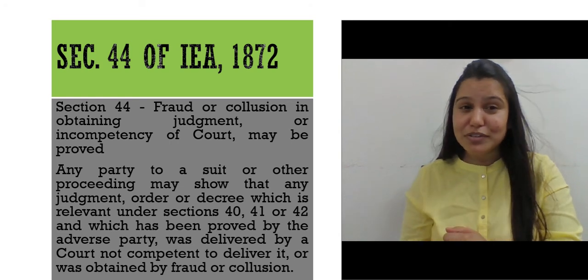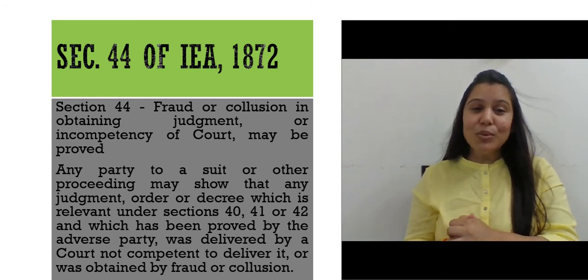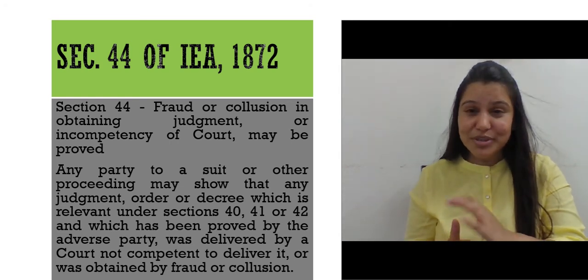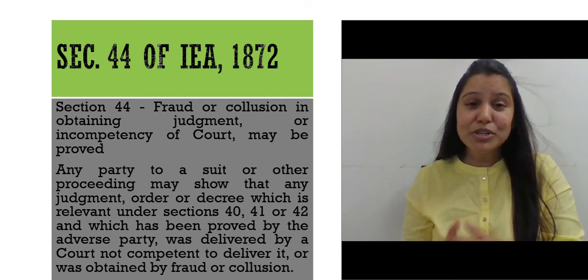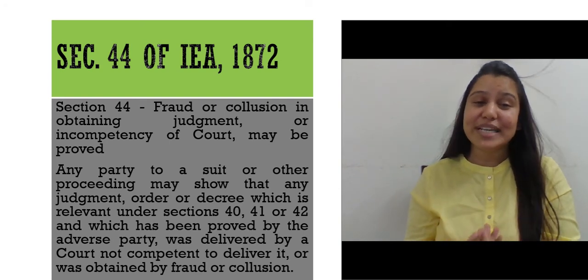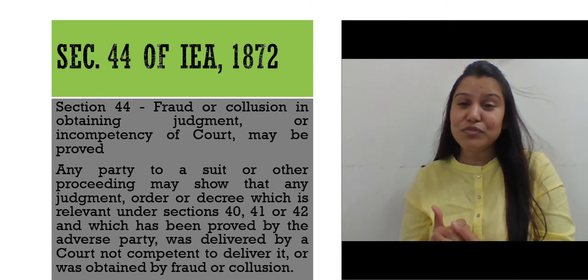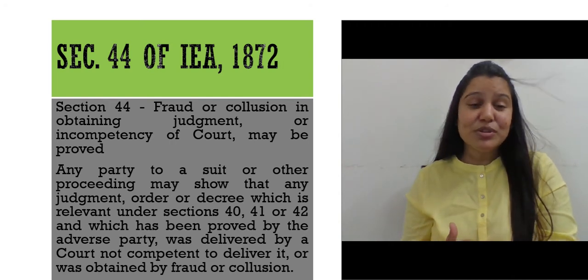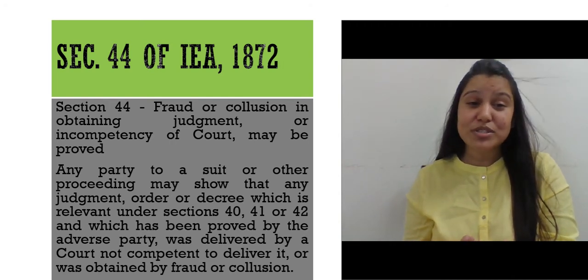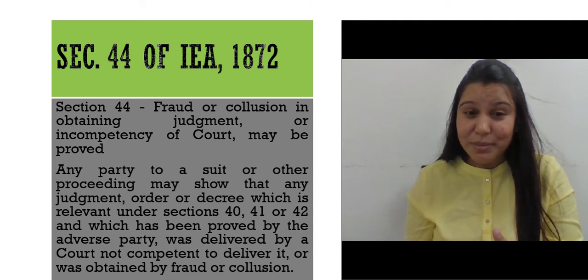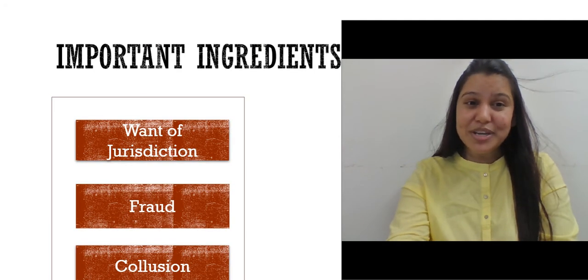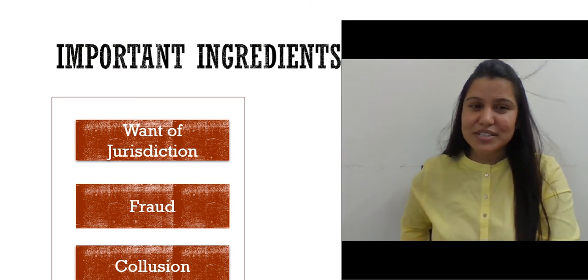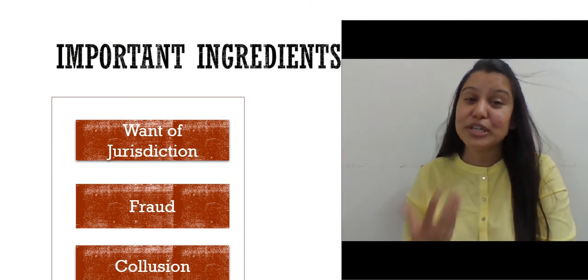When will they be relevant? Right. So now here what this section is trying to say, let me read the section to you very quickly. Any party to a suit or other proceeding may show that any judgment, order, or decree which is relevant under section 40, 41, and 42 and which has been proved by the adverse party was delivered by a court not competent or was obtained by fraud or collusion. So these are the important things here: want of jurisdiction, fraud, or collusion.